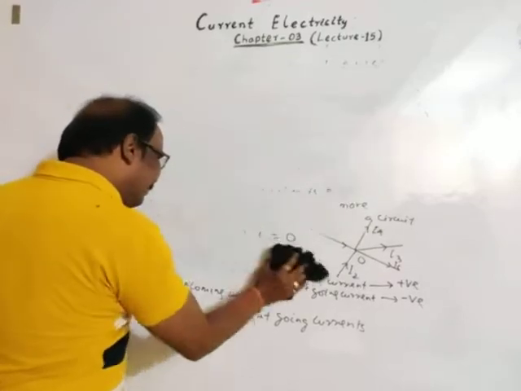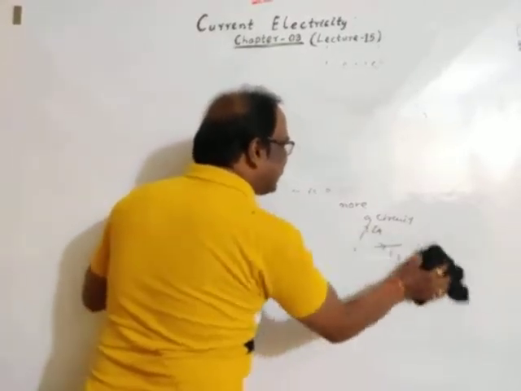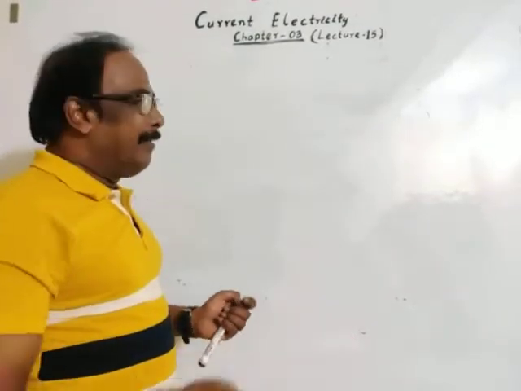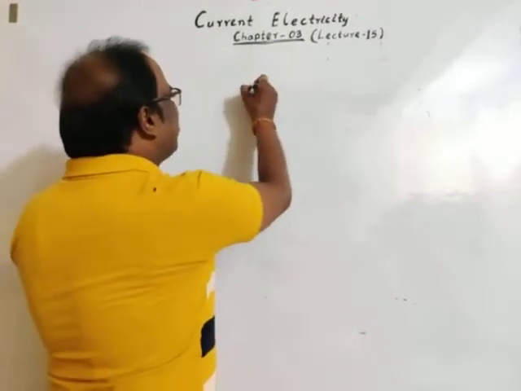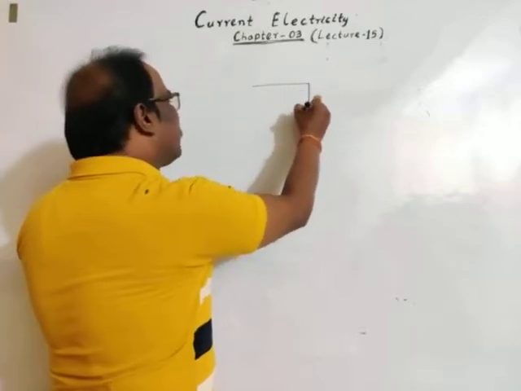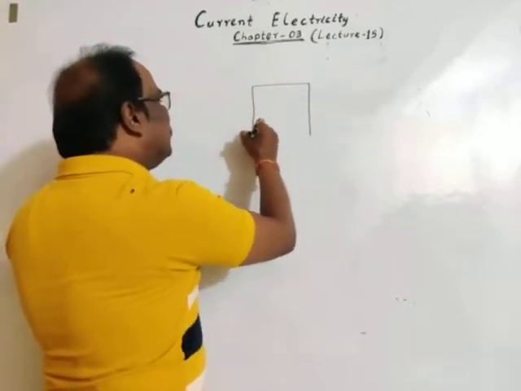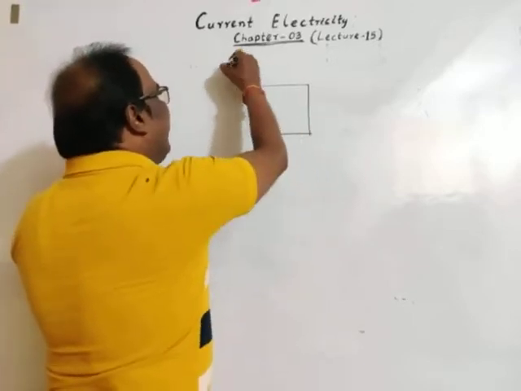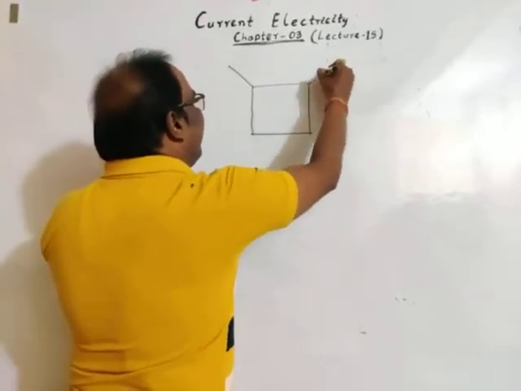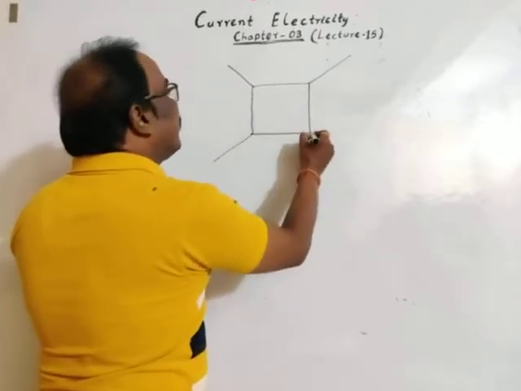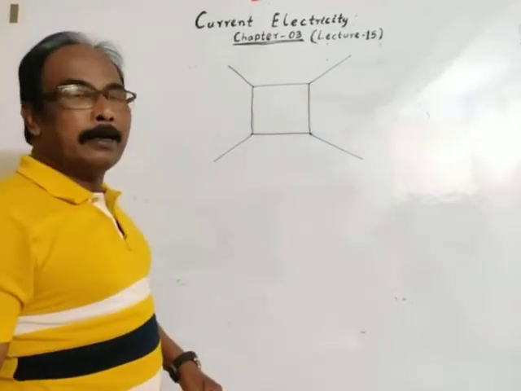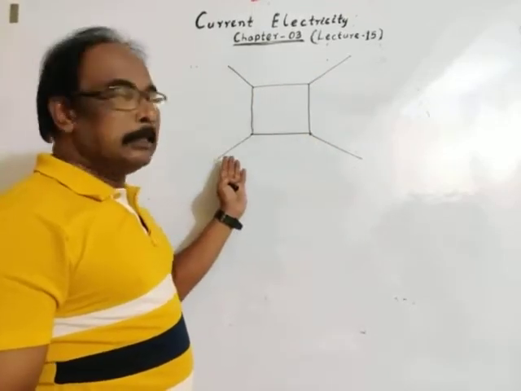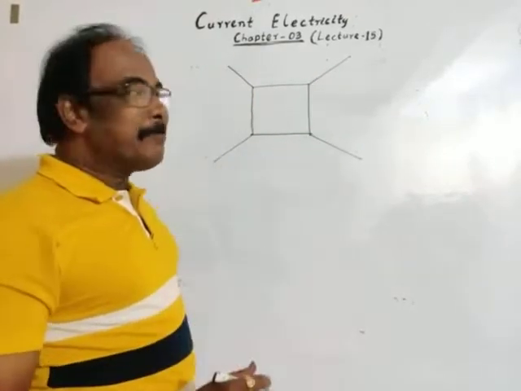Let's have the fundamental numerical on Kirchhoff's first law. Suppose a circuit is given to me. This is a part of a circuit, a part of the complete circuit. These are conductors, and these conductors are joined to different parts.